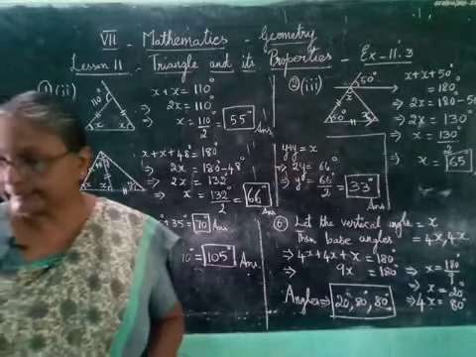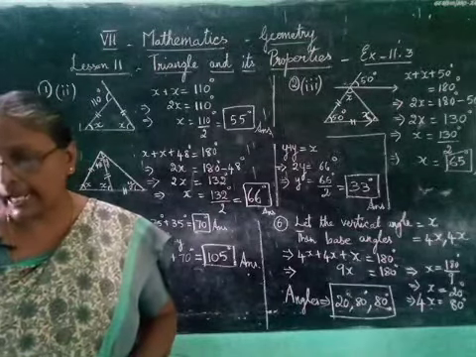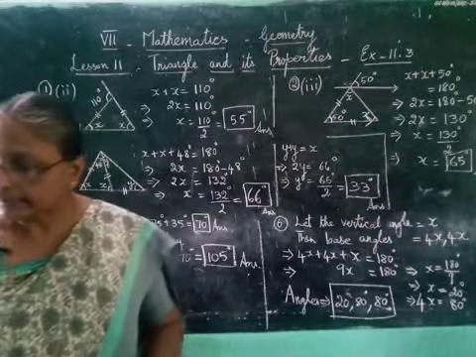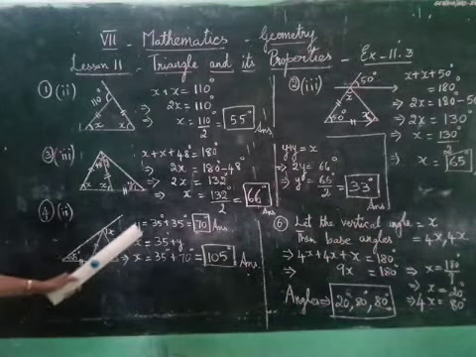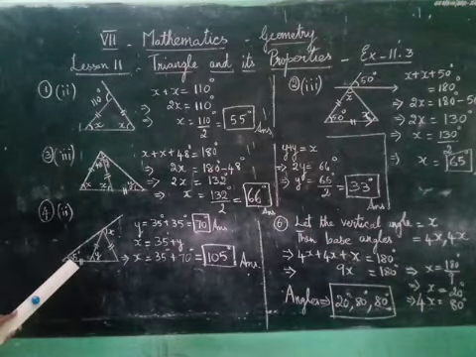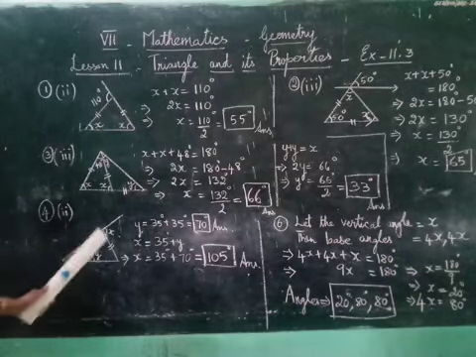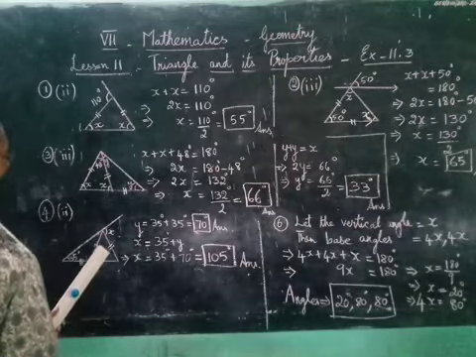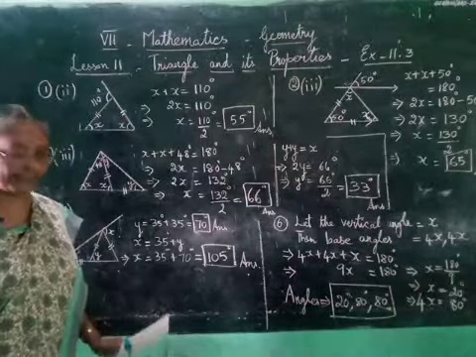Now coming to the fourth sum, calculate the size of each lettered angle in the following figures. We will take up the second subdivision here. So in this figure, x and y we are asked to find. And one of the angles is 35 degrees. Again we have two triangles. In the first triangle, one angle is mentioned 35 degrees, and in the second triangle, one angle is mentioned y.